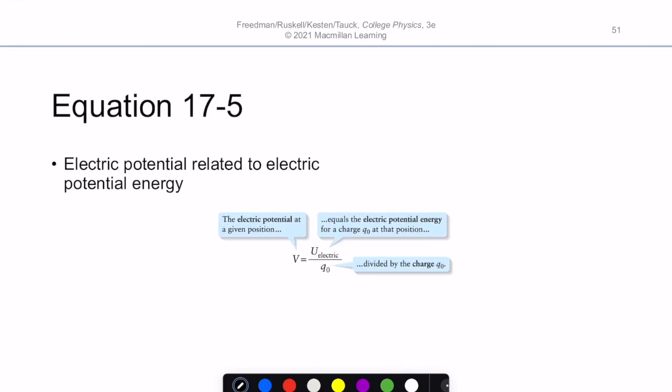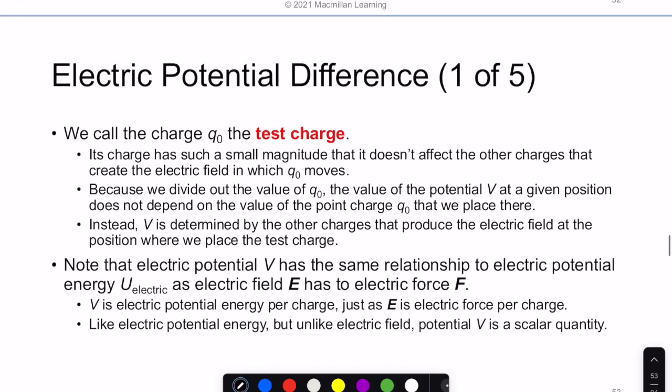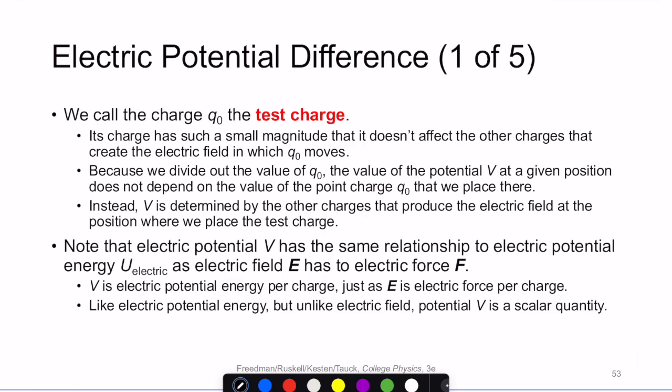So the electric potential is related to the electric potential energy. We denote the electric potential by the letter V, and that's equal to the electric potential energy for a charge Q naught at a position, divided by the charge itself. So we divide out by the Q naught, which we call the test charge. And we assume that that charge has a small magnitude, so it doesn't affect the other charges that create the electric field that it moves in.